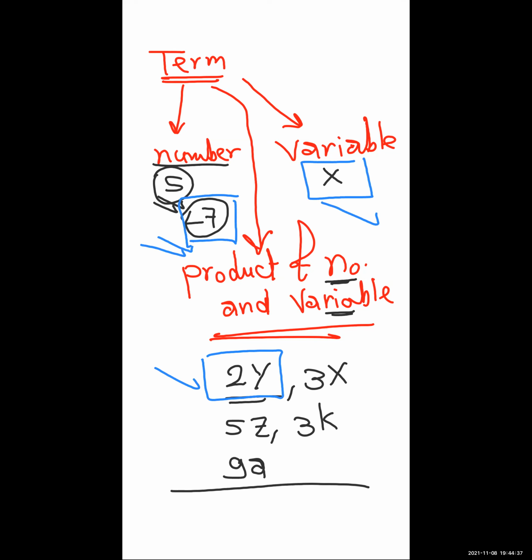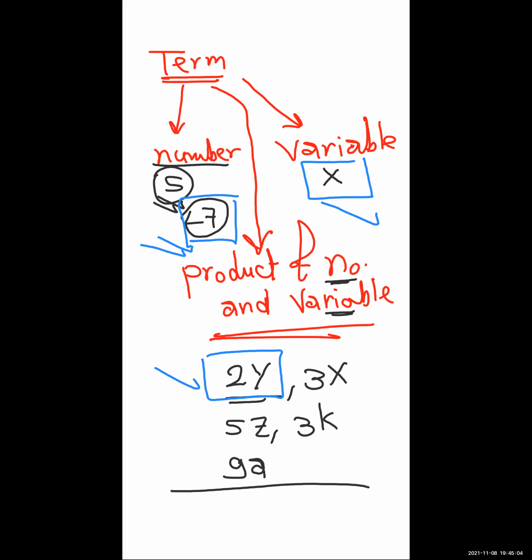Mister, if the question gives me -7 and 5 and 2y, and asks me to choose the term among them, which one is it? No, no question will come on the test like that. This is just a small introduction. Actually, your question, the answer will be all of them, because all of them are terms. I just gave examples of terms.